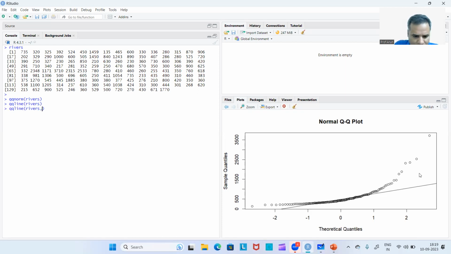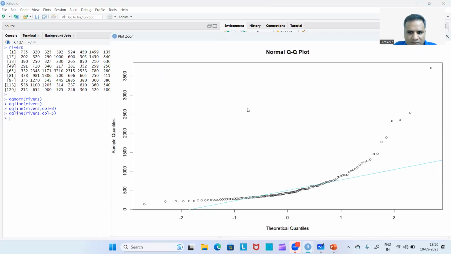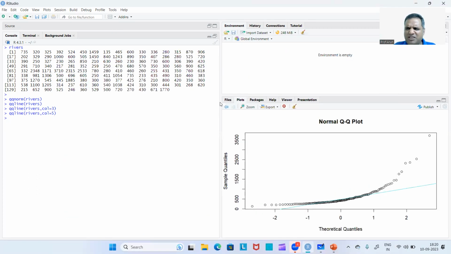Let me change the color so that it becomes col equal to 3, or let's say 5. See this. These are bubbles, and the line is not straight. Normally, your data will be normally distributed when this line is exactly cutting across these bubbles. So the diagram is telling me that the data is not normally distributed. Histogram, plot, qqnorm, qqline, 4 diagrams are telling me the data is not normally distributed.